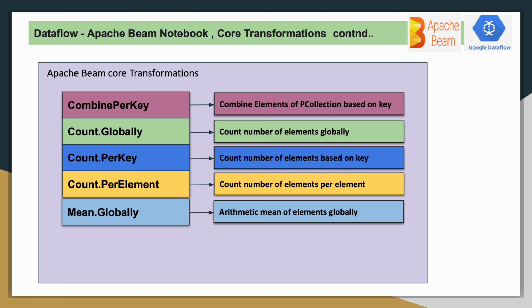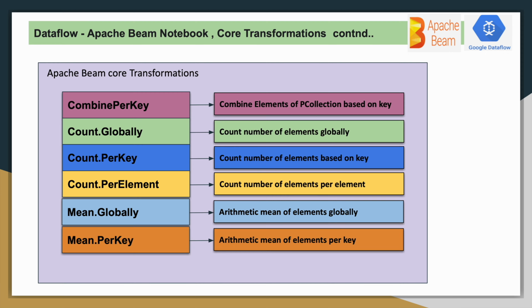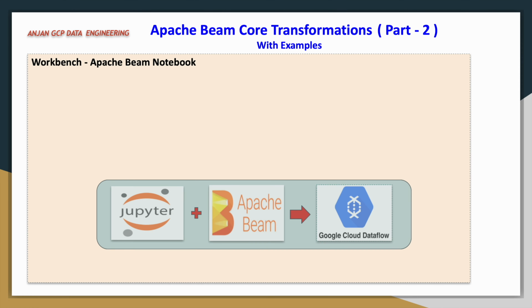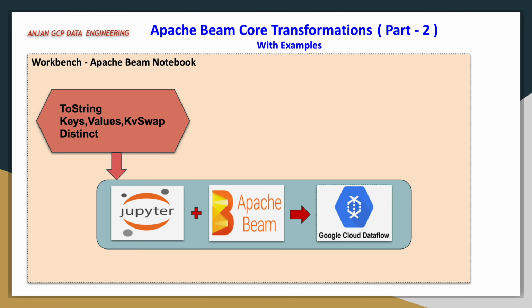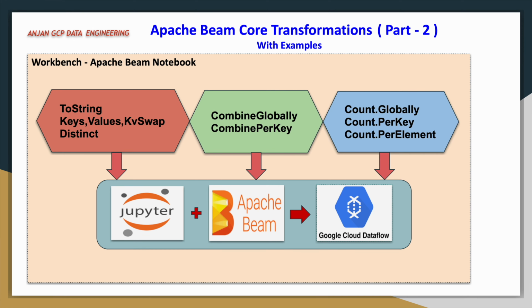Then mean, the arithmetic mean. If you have to perform an arithmetic mean, it is available in two flavors: Mean Globally and Mean PerKey. Globally means you will be performing the mean operation on top of every element available in the PCollection. In case of PerKey, you will be performing it on a per-key basis. Coming to the demo, we will see this bunch of transformations one by one with detailed examples. Now let us go to our Dataflow Apache Beam notebook to see these examples in detail.